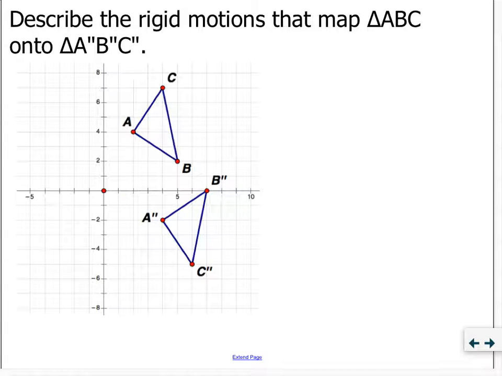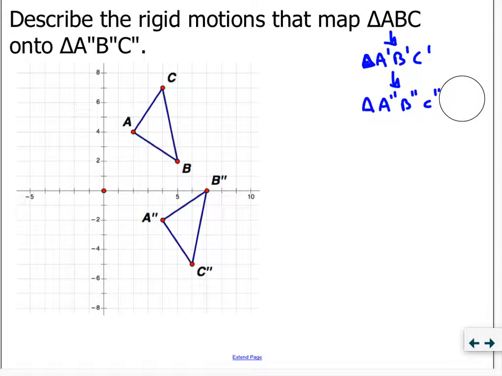So maybe what I'm going to do is I'm going to go from ABC to triangle A prime, B prime, C prime. And then from there, I'm going to go to triangle A double prime, B double prime, C double prime. Play for a minute with that. See if you can come up with a transformation that does that.